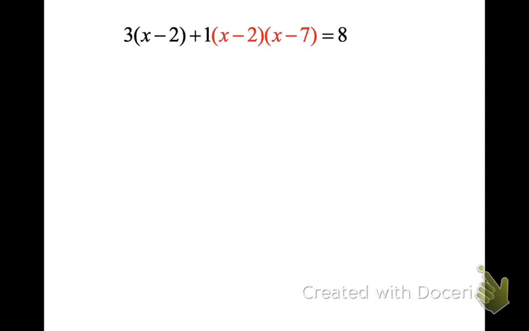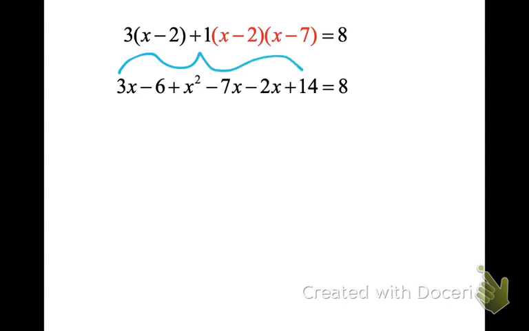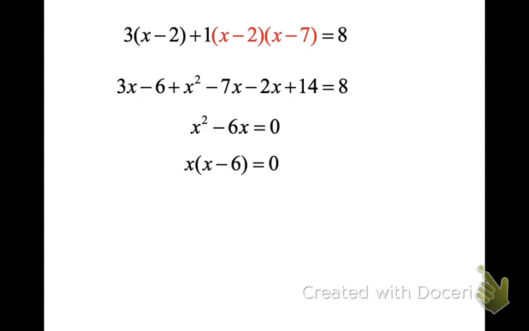Okay, so this is what we have after our x minus 7's canceled out, and in some cases our x minus 2. We're going to multiply everything. Now we're going to combine our like terms, get all our terms on one side. We're going to factor out an x, and then we're going to use our zero product property to find out that x equals 0 and x equals 6. And then again, we can put these back into the original problem to make sure we don't have an extraneous solution.